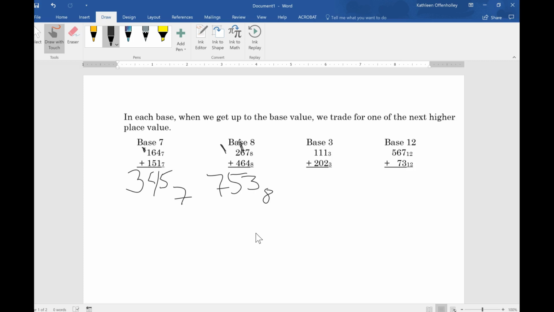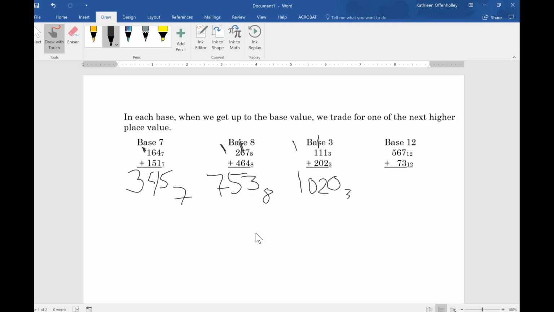All right, so 1 and 2 is 3, right? But in base 3, once you get up to 3, you trade it for one of the next one up. And I have none left over, right? And now I have 1 and 1, that's 2. And 2 and 1 is 3. Oh, I got up to 3. So that's 1 for the next column over and none left over. That 1 over there comes right down.